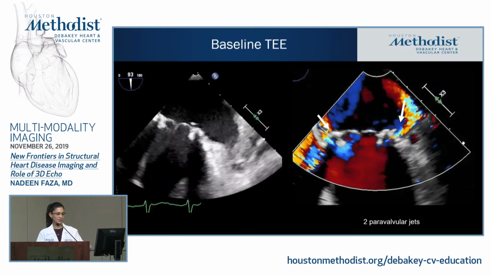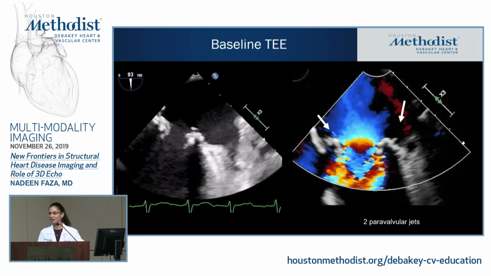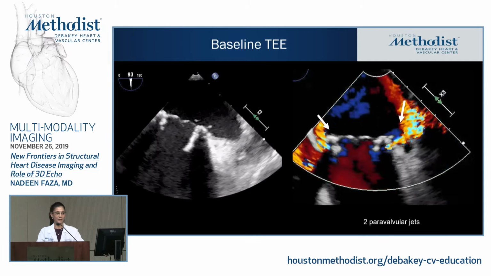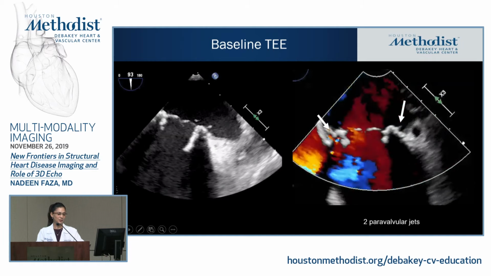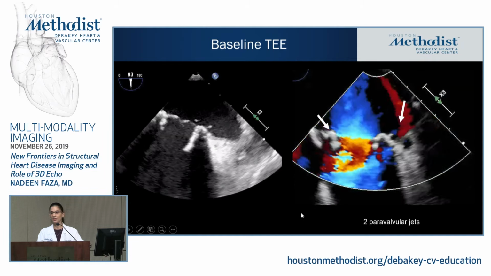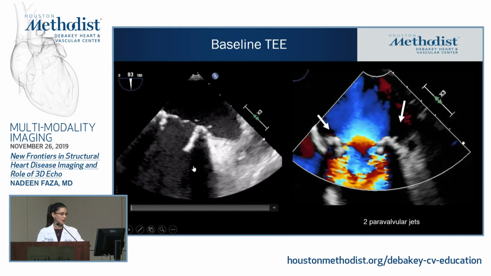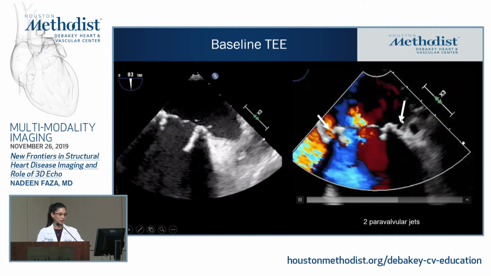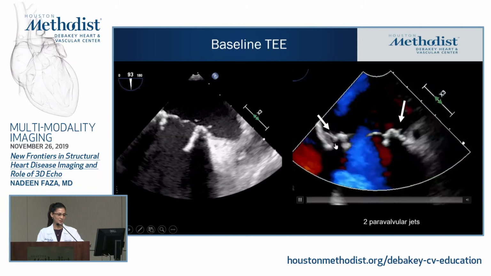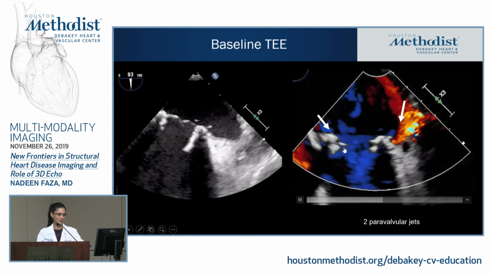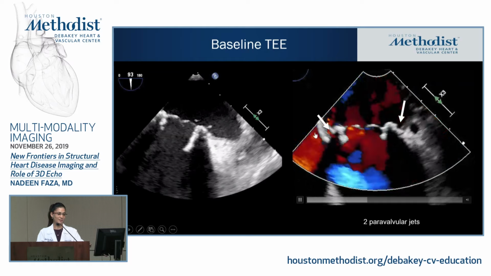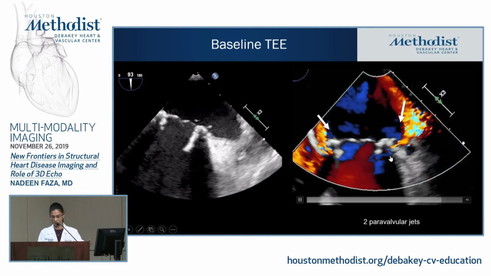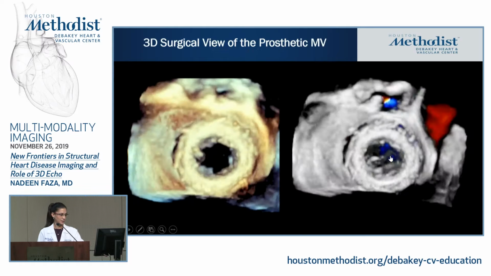PVL closure is another procedure that I believe heavily relies on 3D planning and guidance. This was a patient with a bioprosthetic valve who presented with shortness of breath and severe hemolytic anemia, and had a TEE which showed 2 paravalvular jets. You see that this is the surgical frame right here, and the jet is outside of the valve in the paravalvular space. So this patient had 2 paravalvular jets.